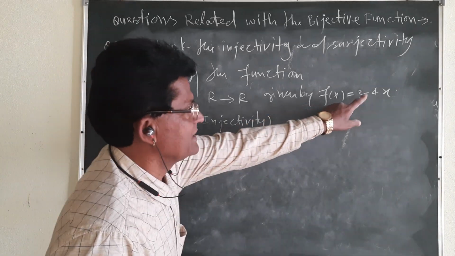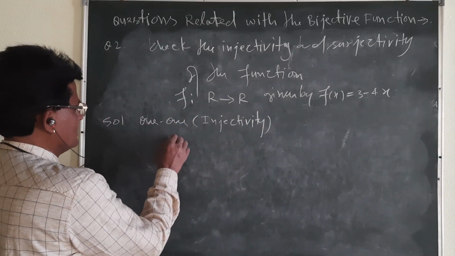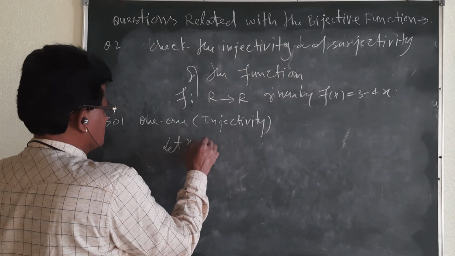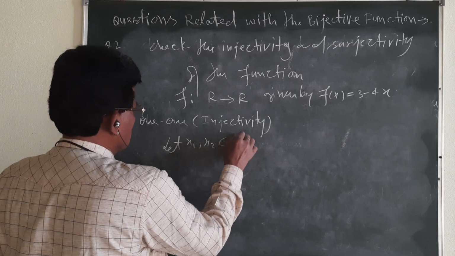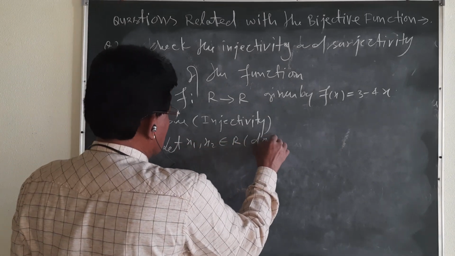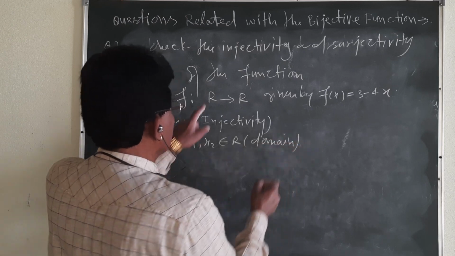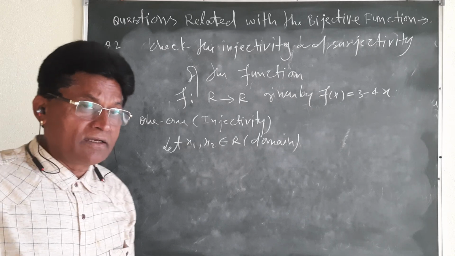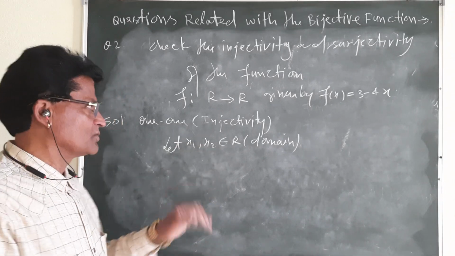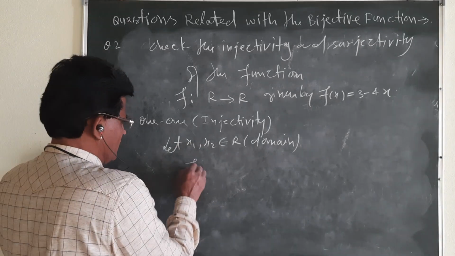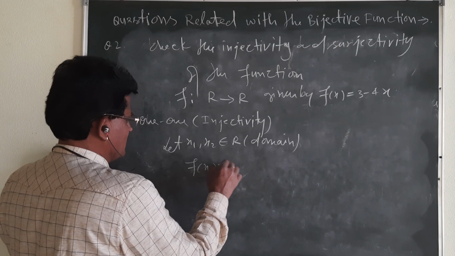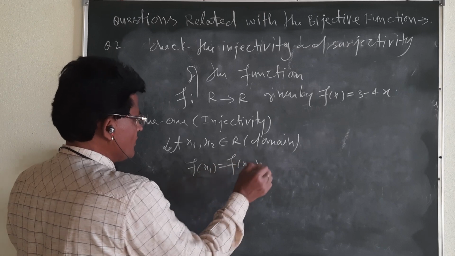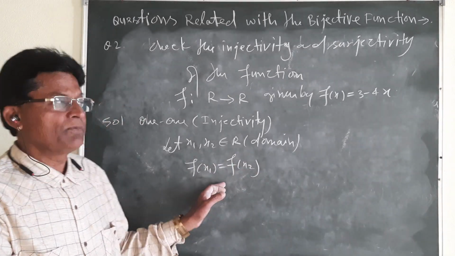Okay, we will discuss this function, but let x1, x2 belong to R. R what? Domain. R is the domain and this is the codomain, as I told you. For the same thing, we are discussing the solution of the question. Now f(x1) is equal to f(x2) by the definition of a one-one function.